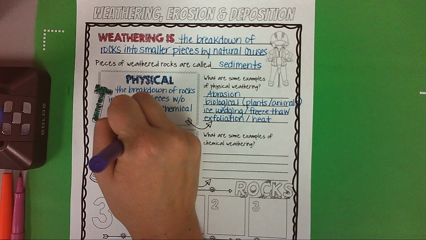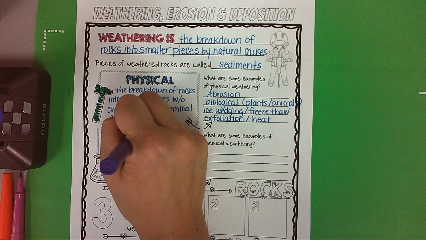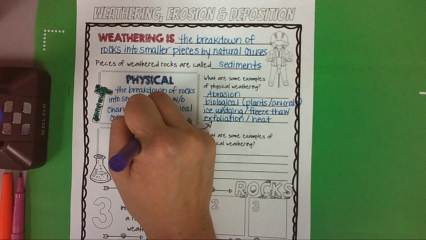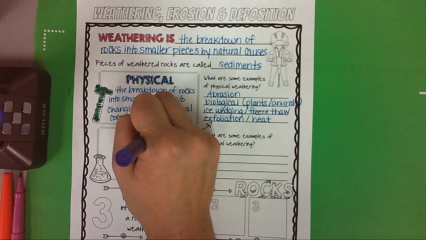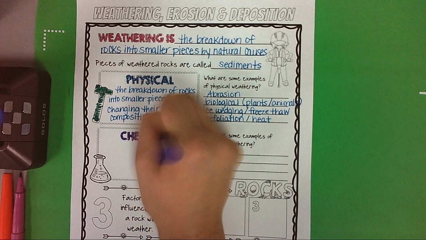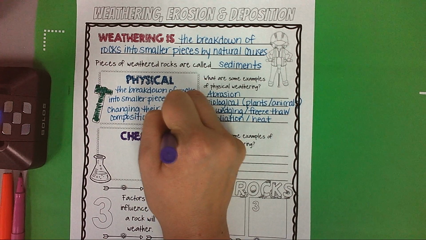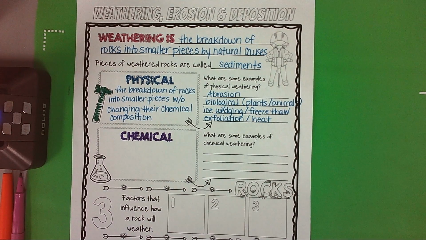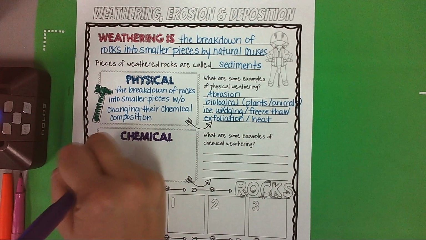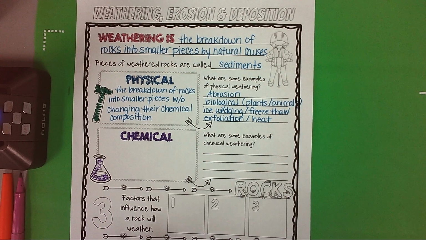Alright, so if physical does not change the chemical composition, then chemical weathering has to change it, right? Because it's called chemical weathering. So that means that it would change what it actually is. So if you have limestone and you break it up into pieces, it's still limestone. So if you have limestone and you do something to it and it's no longer limestone, okay, then you just changed its composition.